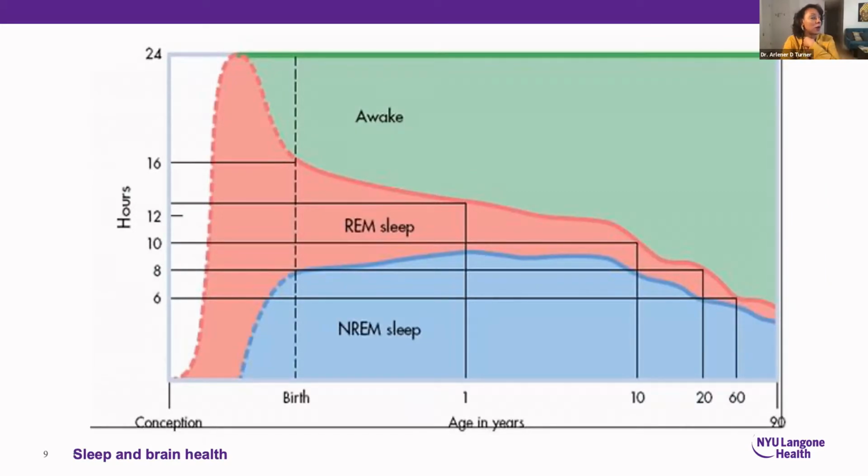And this graph is actually from the womb rather than just from when you're born, and shows not only how much time you spend awake, but how much time you spend in each part of the sleep. So each different type of sleep, REM sleep and non-REM, changes as we age.